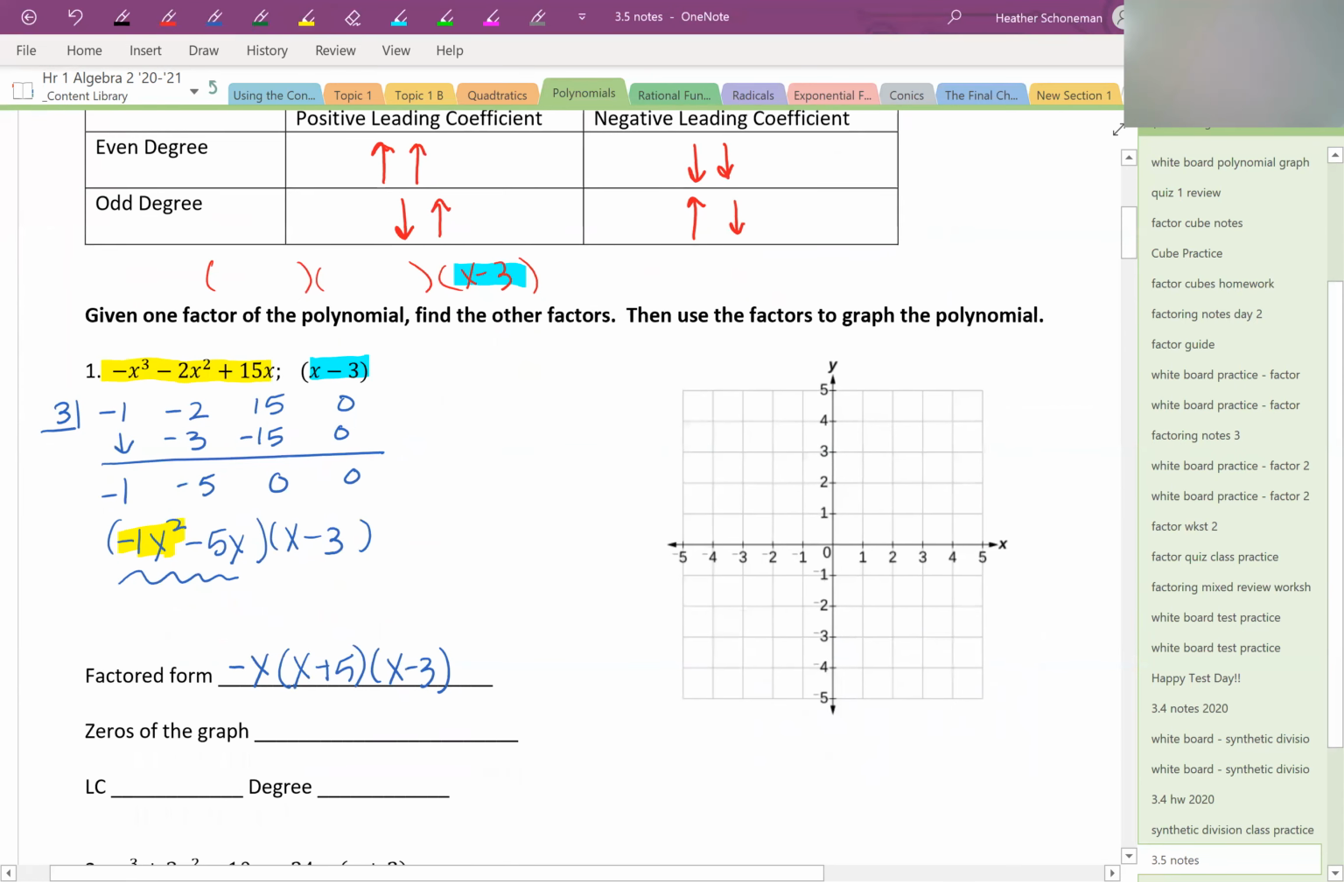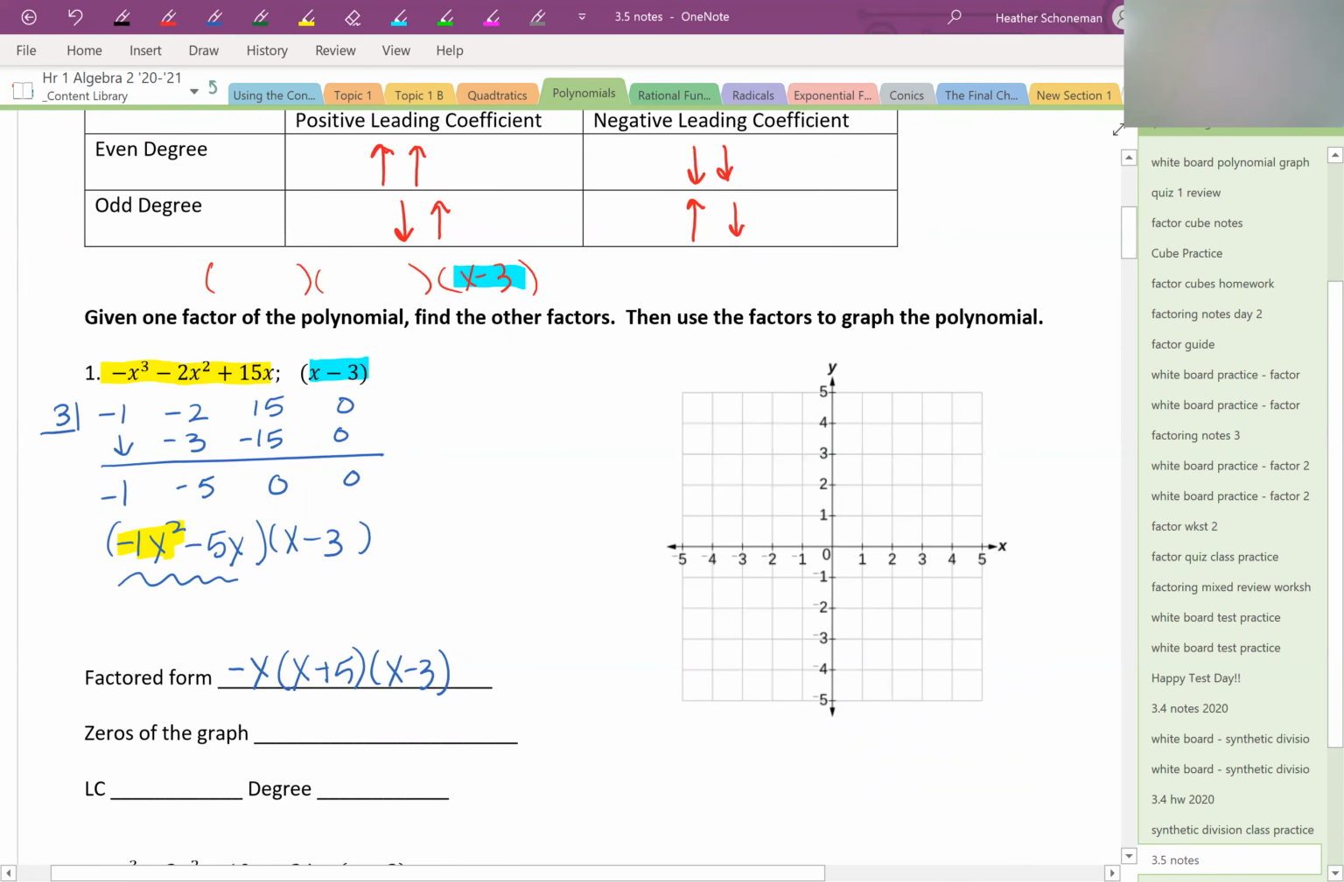Now I need to figure out the zeros of the graph. And to find the zeros of the graph, it's like you're solving a factoring problem. I need to set all of these equal to 0. Well, x minus 3 equals 0 is just 3. X plus 5 equal to 0 is just -5. This one here tricks people, but you can't put 1 there. If I put 1 there, I've got -1 equals 0. That's not true. The only thing that works is 0.